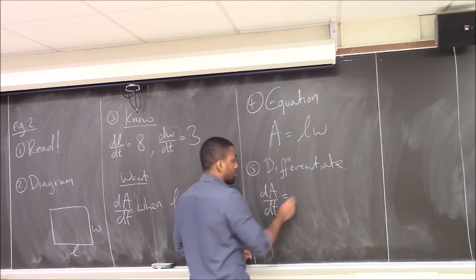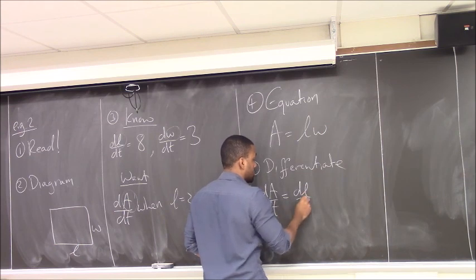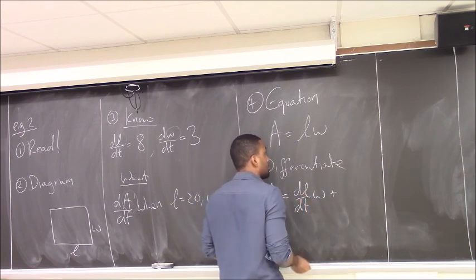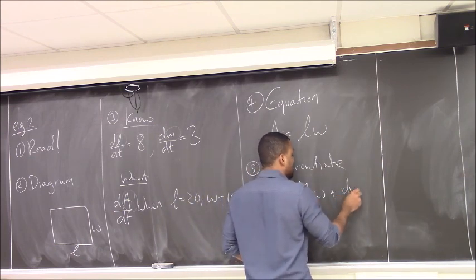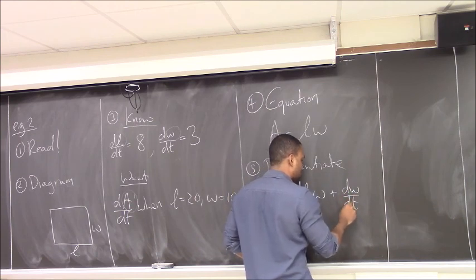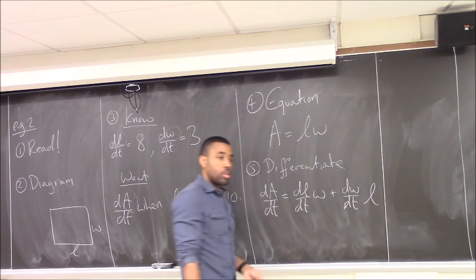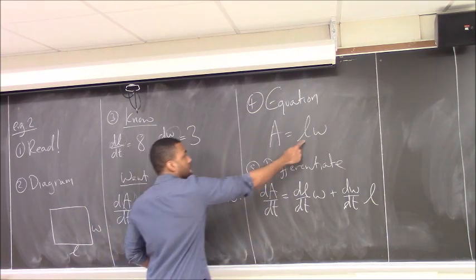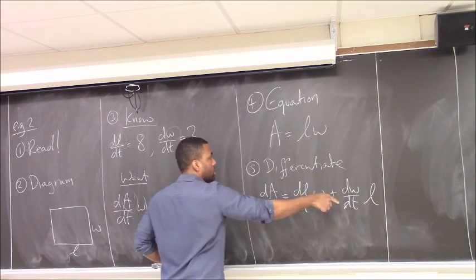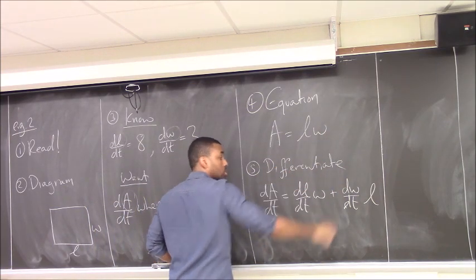dL/dt times W plus dW/dt times L. So we apply the product rule here. So I differentiate the L, leave the W alone, plus differentiate the W, leave the L alone.